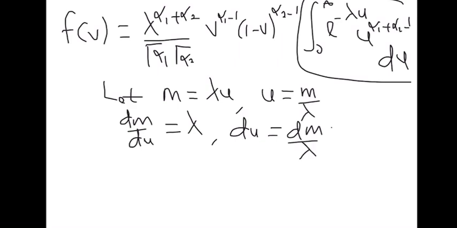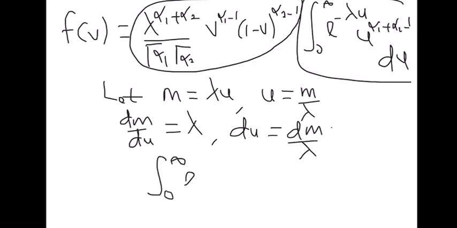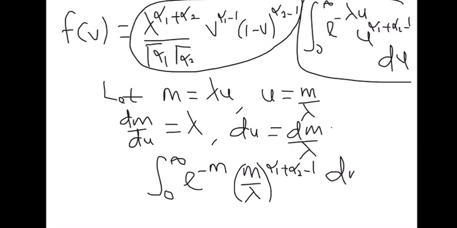Okay, now, if I want to write the whole thing, let me keep this for now. That's a constant, right? So let me concentrate on the one in the integral sign. So 0 to infinity, exponential raised to the power minus m. So instead of u, m over lambda raised to the power alpha 1 plus alpha 2 minus 1. Instead of the u, the m over lambda. So take a look at that.